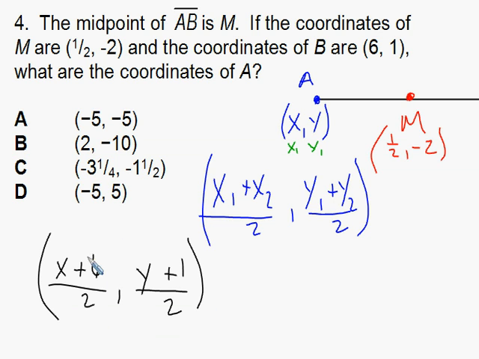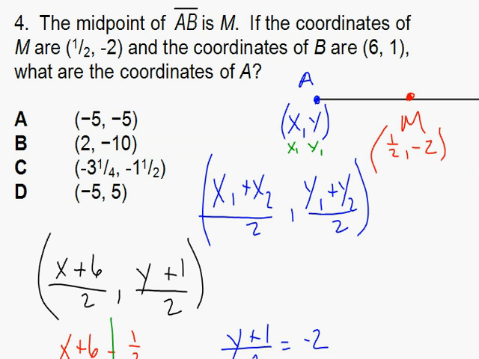Now I know that when I solve either the right side or the left side, it will result in the corresponding coordinate for the midpoint. So I can set those equal to that. And it looks like this. x plus 6 over 2 will equal the x value of the midpoint, which is 1/2. And in this portion here, for the y value, y plus 1 over 2 equals the corresponding y value for the midpoint, -2.